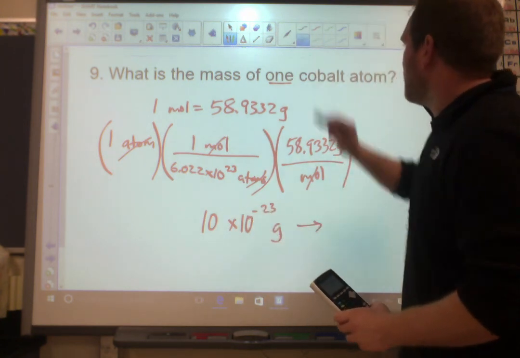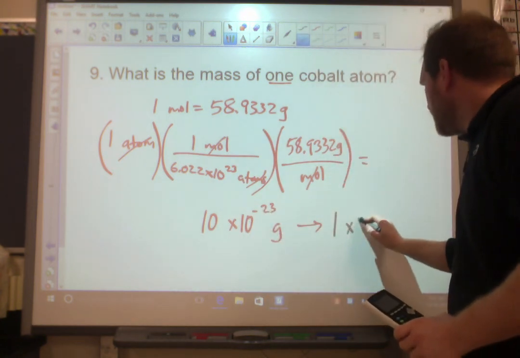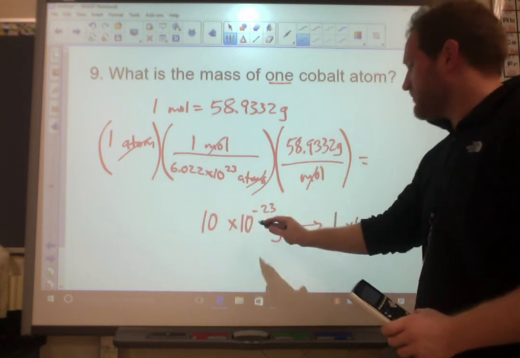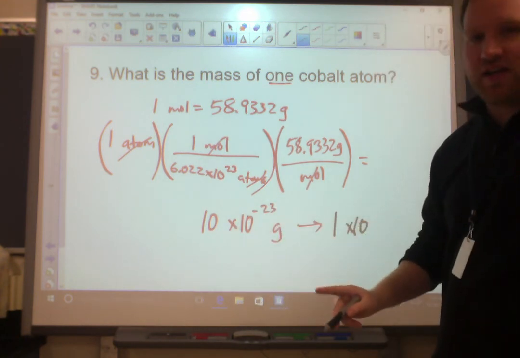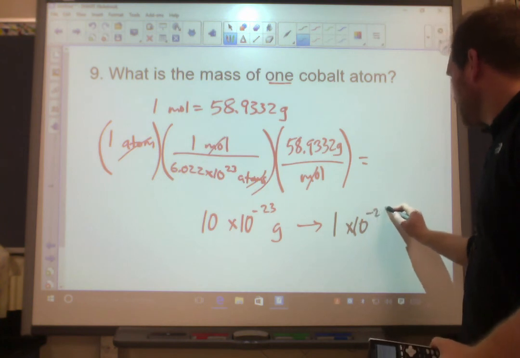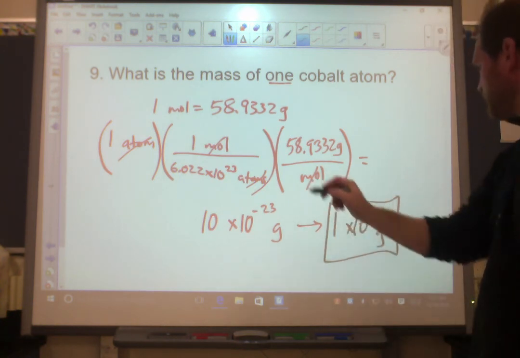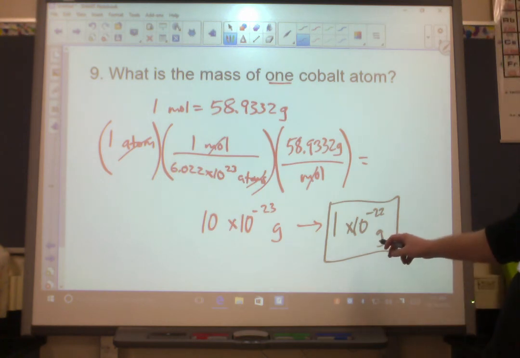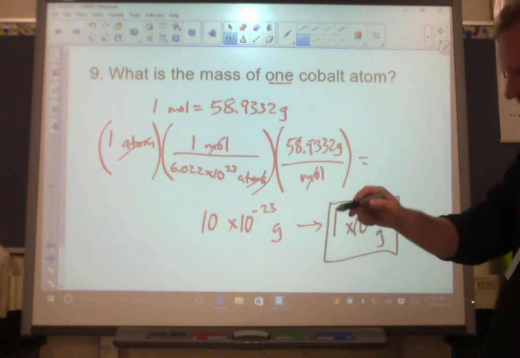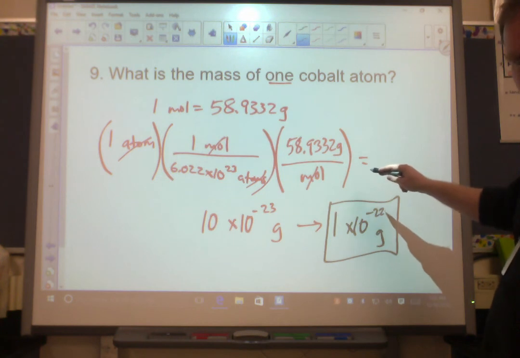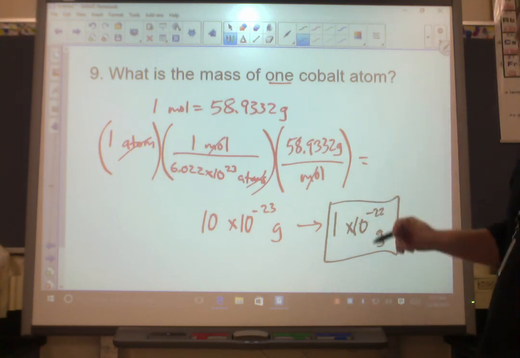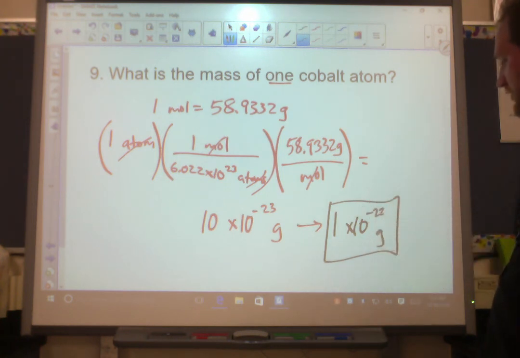Let me write it in black here. 1 times 10 to, and as I went down, this goes up. So negative 23 is going to go up to negative 22. Okay, and that is grams. Okay, and really what this looks like is 0.21 zeros and then a 1. So it's like a very small number of grams.